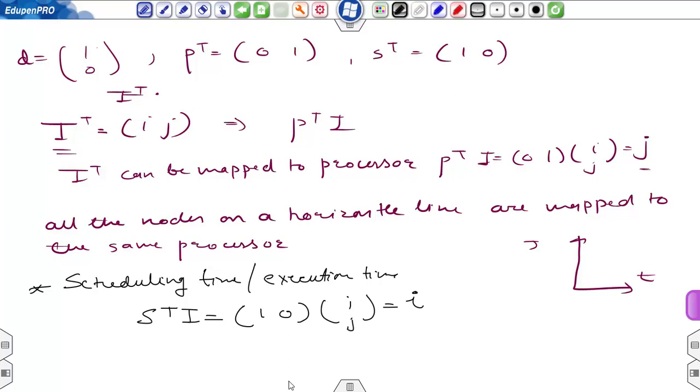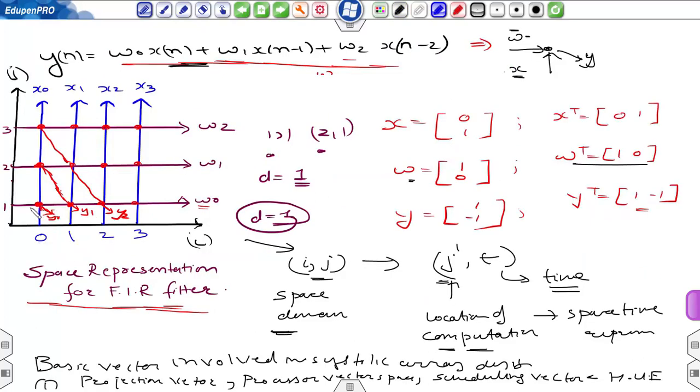This is essentially i. So these nodes correspond to i equal to 0, these nodes correspond to i equal to 1, and these three nodes correspond to i equal to 2. So in the space-time graph, the nodes with a value of i will be executed at time i. Means these three nodes will be executed at the 0th cycle, these three nodes will be executed at the 1st cycle, these three nodes will be executed in the 2nd cycle, and these three nodes will be executed in the 4th cycle.